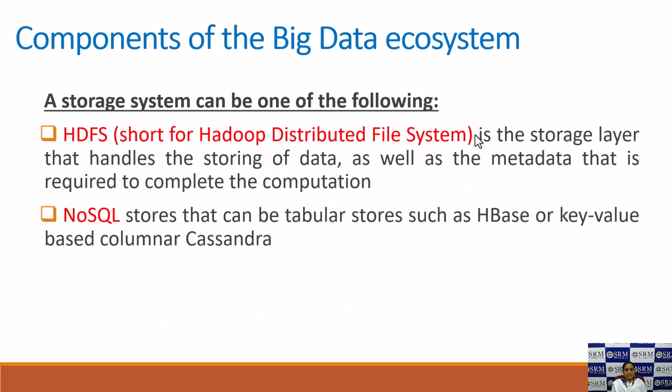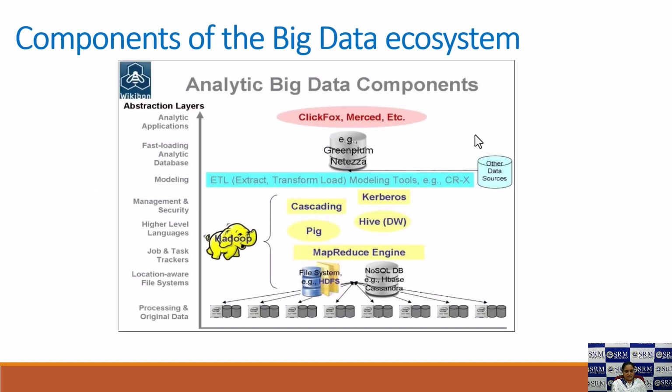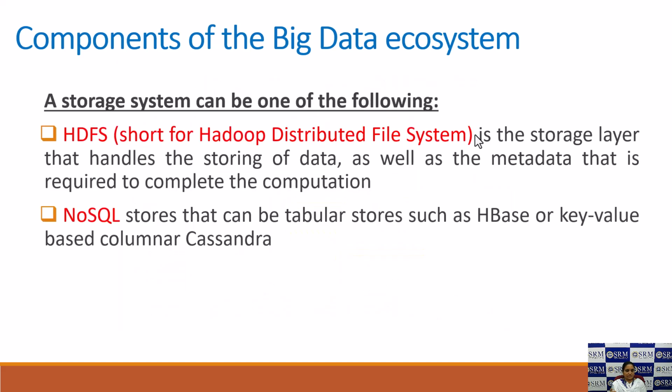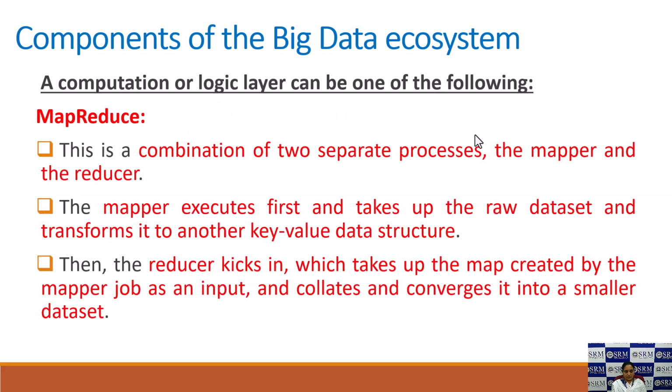So one by one, let us see. If you could see, there was HDFS, Hive is there. So we'll see one by one. What is HDFS? HDFS stands for Hadoop Distributed File System. It's a storage layer that handles the storing of data as well as the metadata. Metadata is data about data. NoSQL, because we use HBase and Cassandra, right? It's a key value based column store in Cassandra. We cannot use SQL so that we give a query and wait for a huge amount of time to get the data back. It's not possible at all.